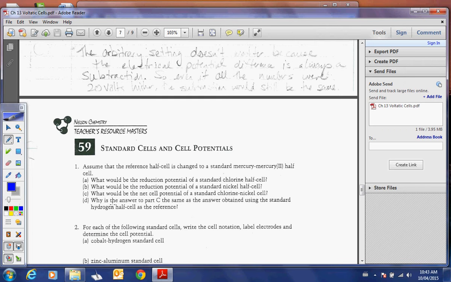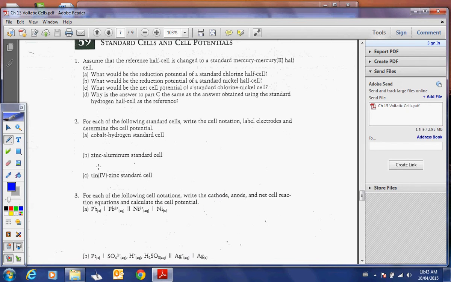So because we're talking about a number line, it doesn't matter what number I arbitrarily set it at, because I'm always doing a subtraction, cathode minus anode. Okay? So, which takes us to this question here on 59.